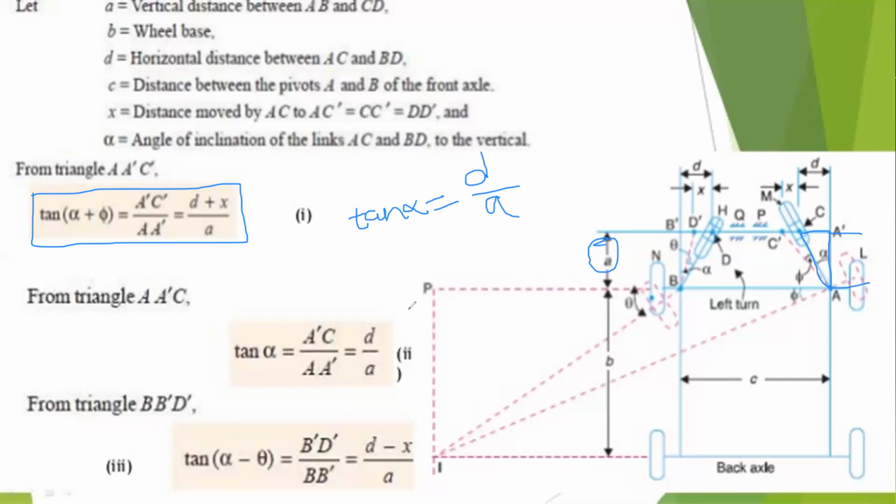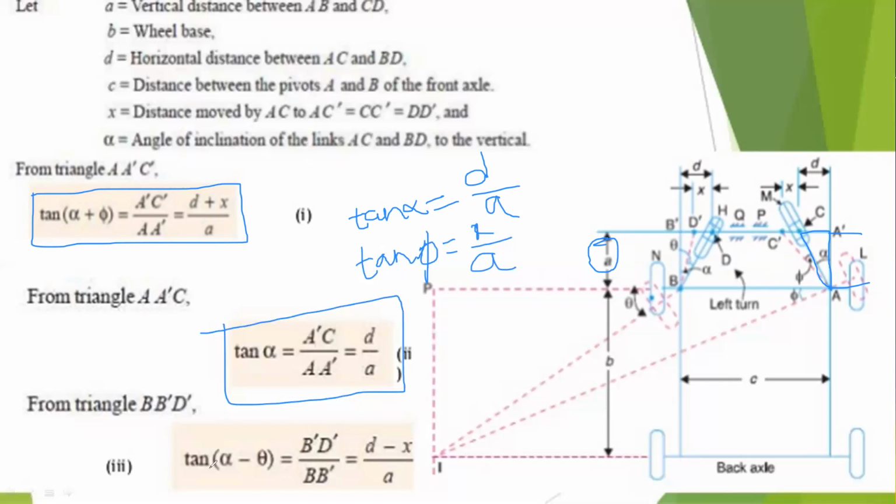I am calculating tan phi also. You can see the tan phi, that is X by a, opposite side by adjacent side. I can get tan phi is equal to X by a. So I'm calculating tan alpha and tan phi. You can see tan alpha is equal to D by a.